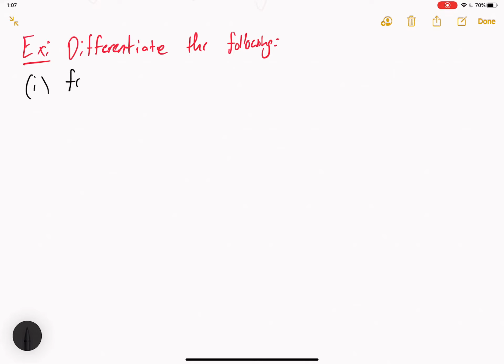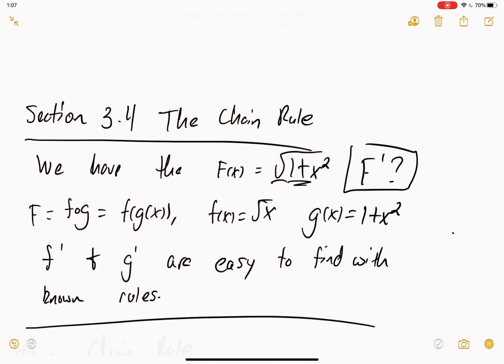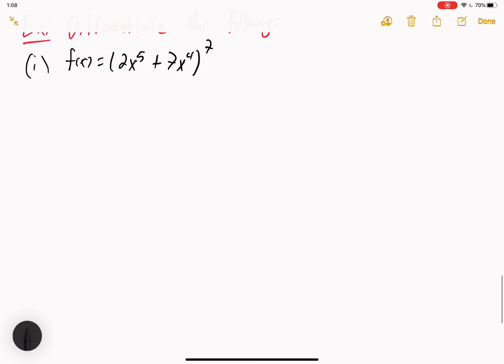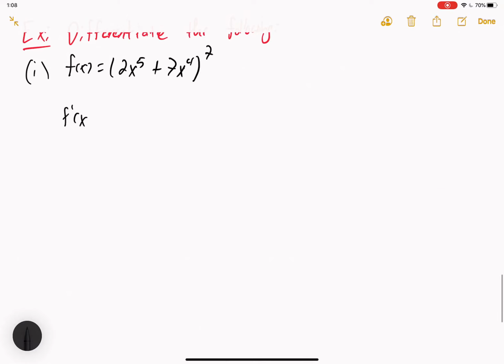I'm going to differentiate a few functions. The first one is f of x is equal to 2x to the 5th plus 7x to the 4th, raised to the 7. As we said, it's kind of like the power rule again, but now we have to keep in mind what the inside is, this is a composition. So our inside function g of x is equal to 2x to the 5th plus 7x to the 4th, because that's basically our inside function.